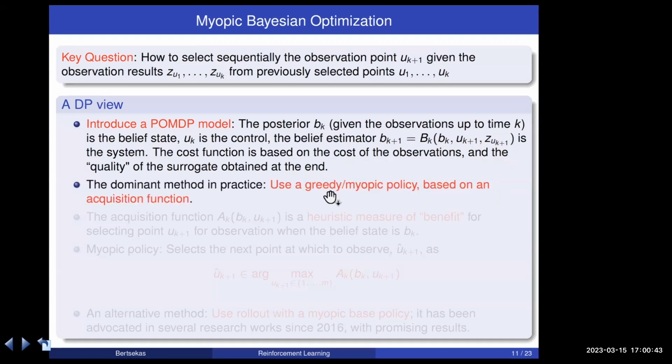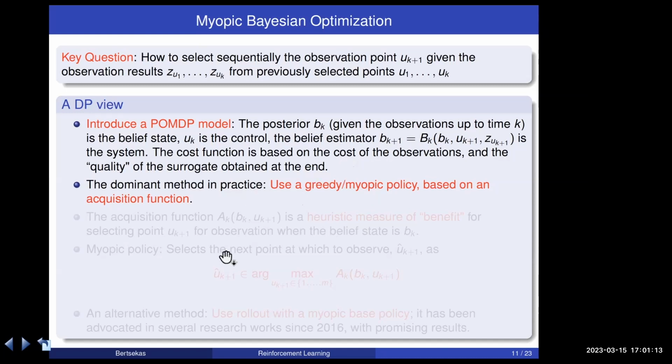Now, the dominant method in practice is not dynamic programming. It is dynamic programming, but it's not explicitly stated. It is a greedy policy, which is based on an acquisition function. Greedy, and I also called it myopic because it looks only one step ahead as opposed to the prospects of getting additional measurements in the future. It doesn't look into the future.